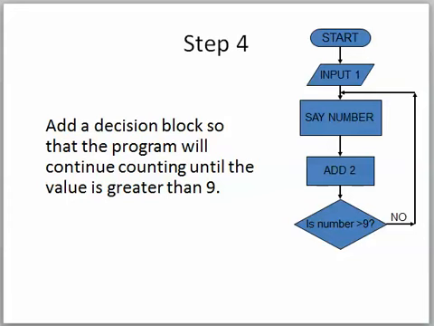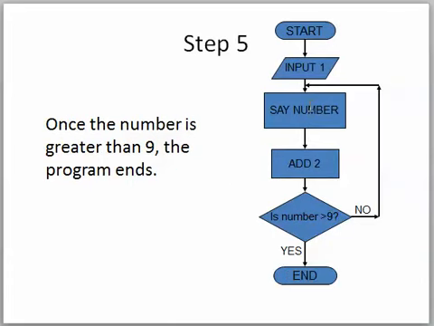Is the number greater than 9? Well, no, it's not. So what that tells the computer is to go back through the same process again. We're going to say the number. We had 3. Add 2 to it. We get 5. Is 5 greater than 9? No. We keep repeating this process. Say the number. 5 plus 2 is 7. Is 7 greater than 9? No, we repeat the process again. 7 plus 2 is 9. Is 9 greater than 9? No, we repeat the process. Finally, 9 plus 2 is 11. Is 11 greater than 9? Yes, so we end the program.